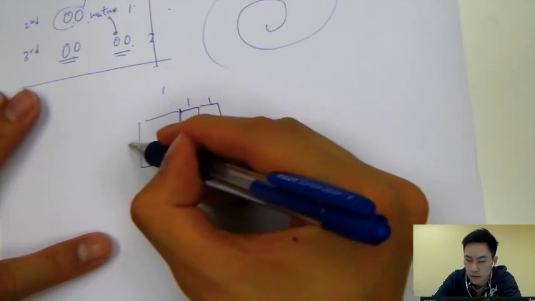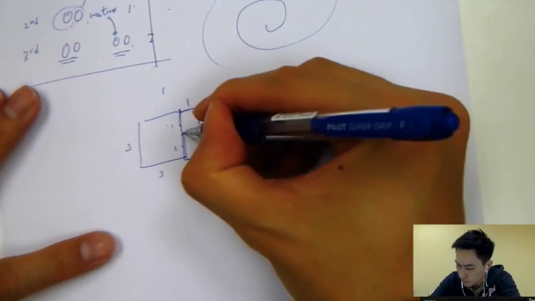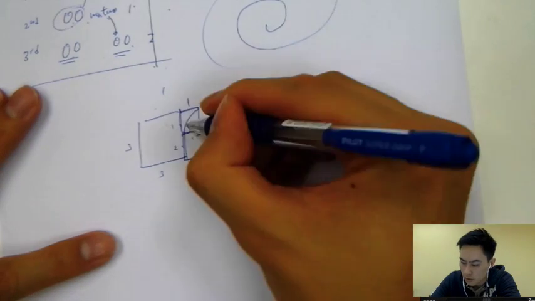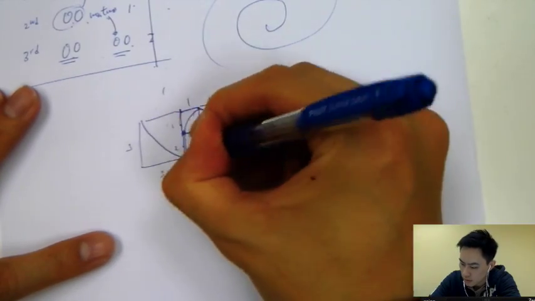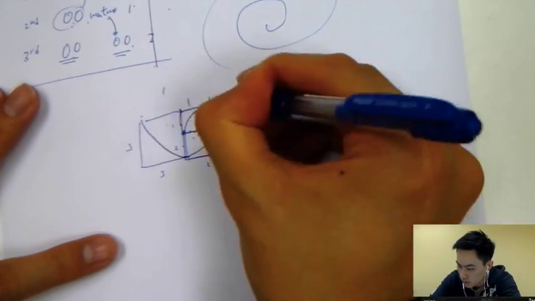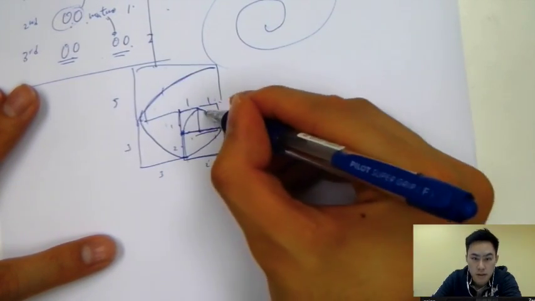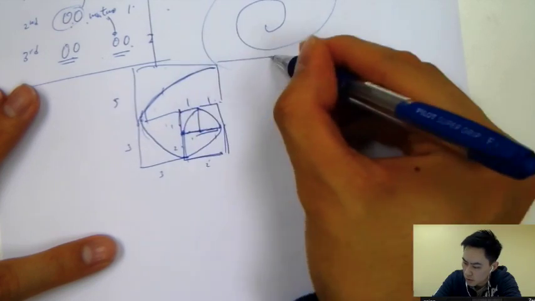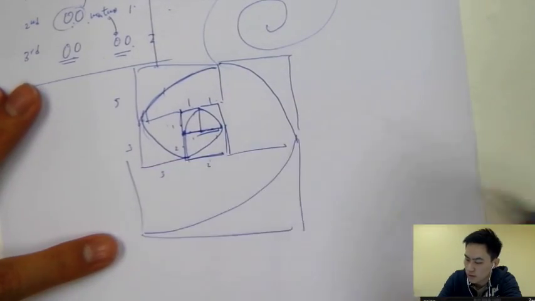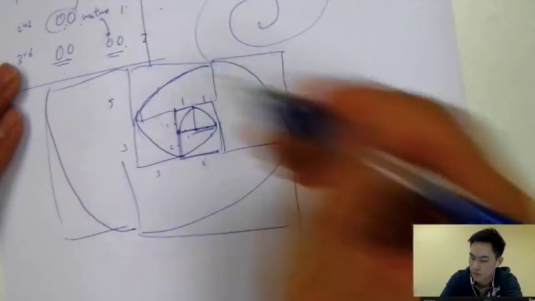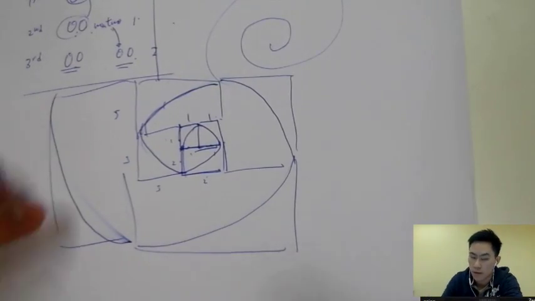If I draw the golden spiral, starting from this point, then to here, and then it will go to here, and then go to here, right? And then 3 plus 2, you have 5. So you can see this one follows the golden ratio. Then you keep adding the squares, so you can see the spiral. The spiral is actually following the golden ratio.